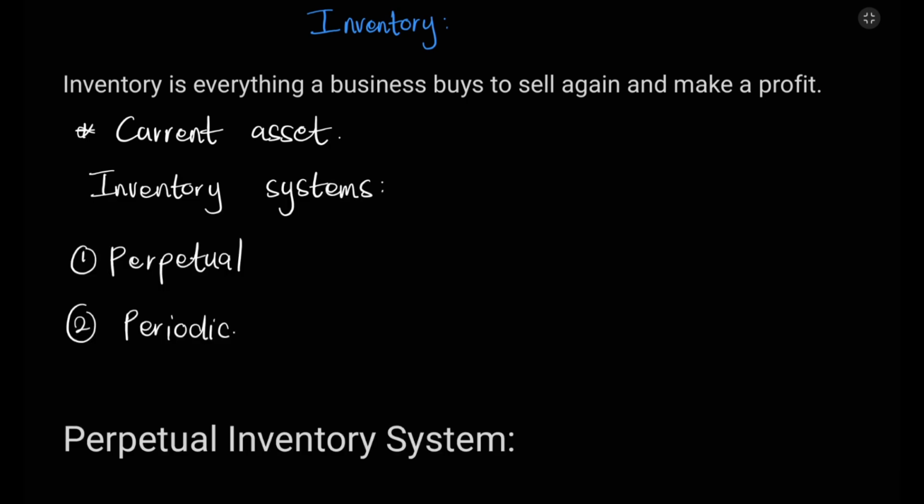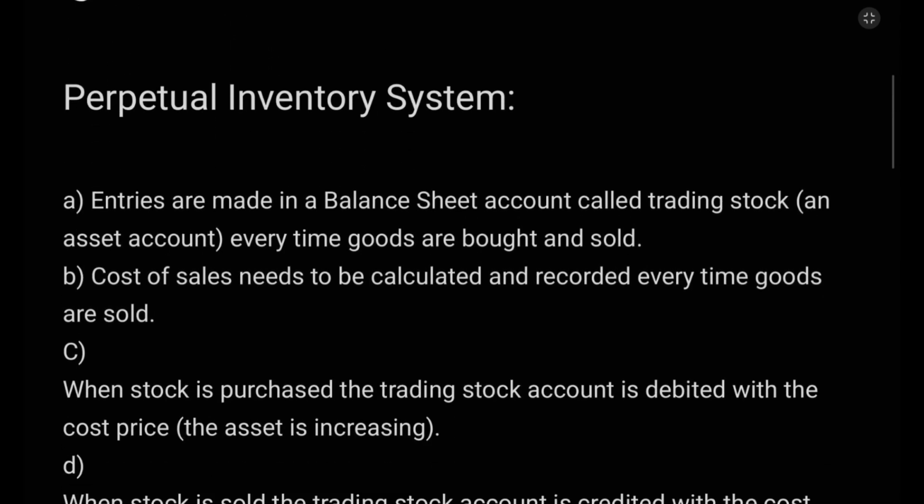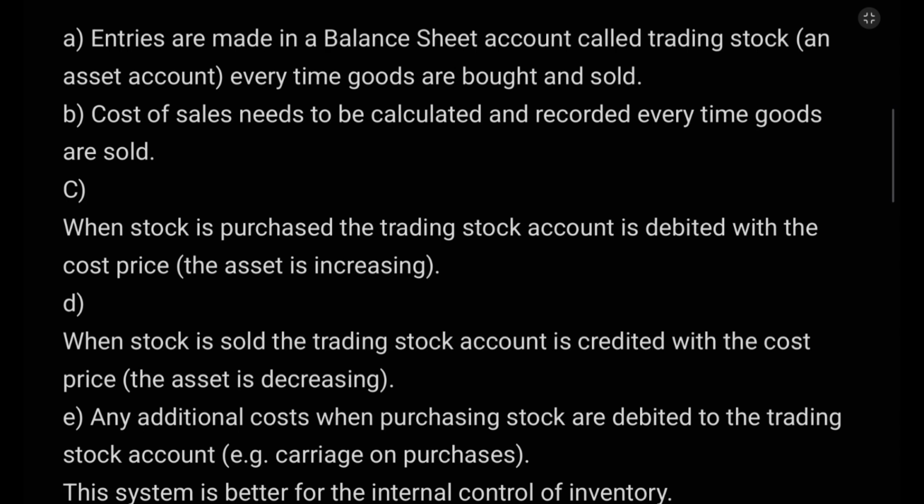Now, there are two kinds of inventory systems. There's the perpetual inventory system and the periodic inventory system. So in terms of the perpetual inventory system, your textbook might say that entries are made in a balance sheet account called trading stock, which is an asset account, every time goods are bought and sold. And cost of sales needs to be calculated and recorded every time goods are sold.